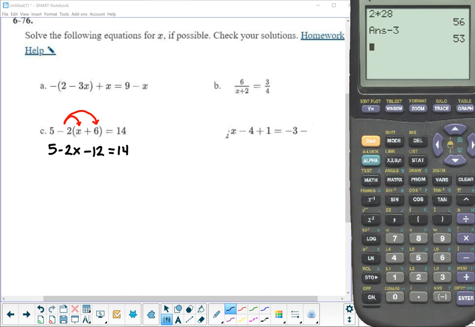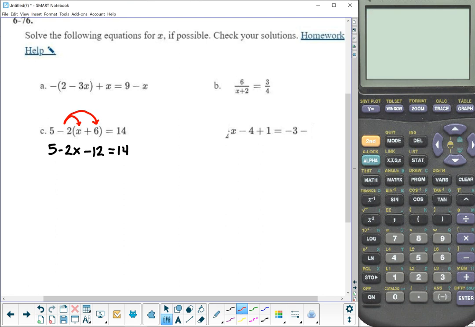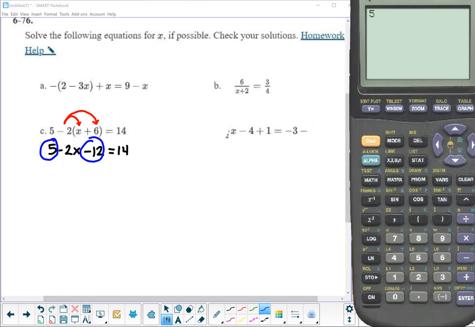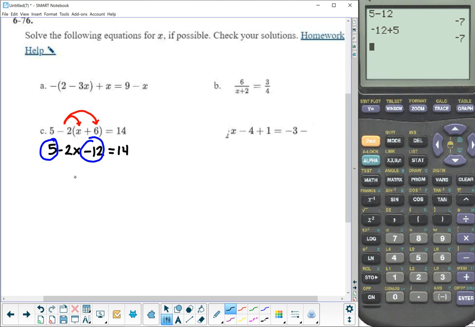So if you're having trouble here, I'll display this. So this right here is a positive 5. And we're going to subtract negative 12. So you can put 5 minus 12 if you like. Right, or you can say, hey, that's a negative 12. And I'm going to add on 5. And it's the same thing, negative 7. Right, so we get negative 2x minus 7 equals 14.